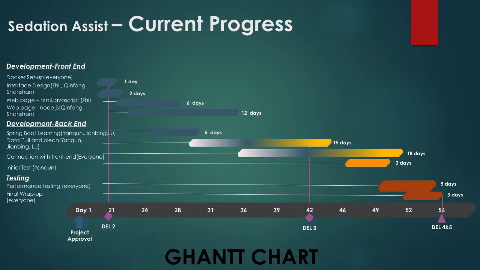Okay, let's put things together. The current progress can be summarized in this Gantt chart. Like I mentioned before, currently we are in the middle of these two longest bars. Yanqun, Jianbing, and Lu are working on data pulling and cleaning, and everyone in the team is working on connecting the front end to the back end. Hope we can finish these two parts as soon as possible and quickly move on to the next stage.